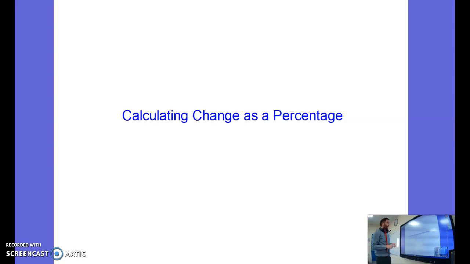Hello and welcome along. We're going to look at calculating change as a percentage in this one. It follows on from some other work with percentages, and there are a couple of ways of doing these, but you should already know what a multiplier is. The way that we're going to teach this, if you don't know that, go and find out first.